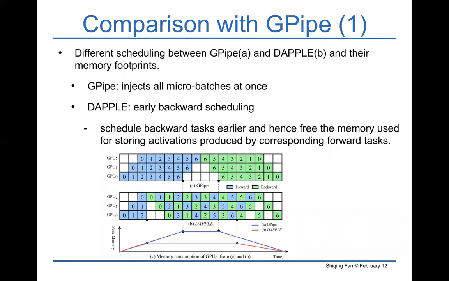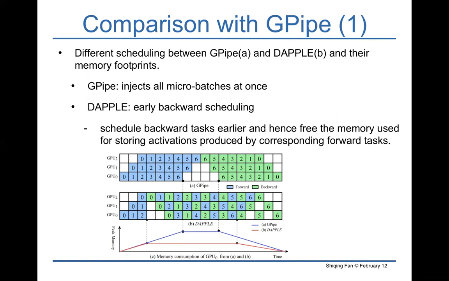Let's give some quick results about DAPPLE comparison with GPipe. This figure shows how the memory consumptions change over time in GPipe and DAPPLE. The number in the cell represents microbatch IDs. To improve pipeline training efficiency, GPipe proposed to split the global batch into multiple microbatches and inject them into the pipeline concurrently. However, this scheduling pattern alone is not memory-friendly and will not scale well with large batch.